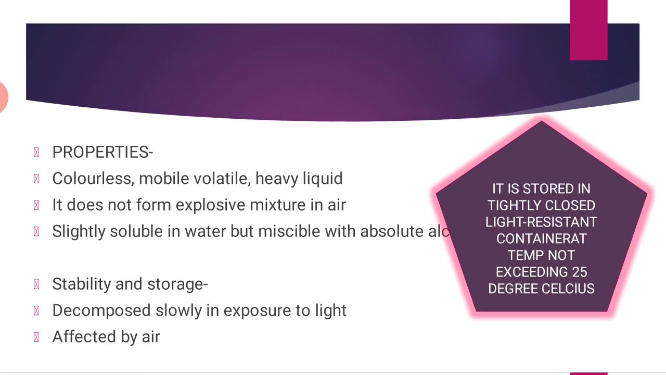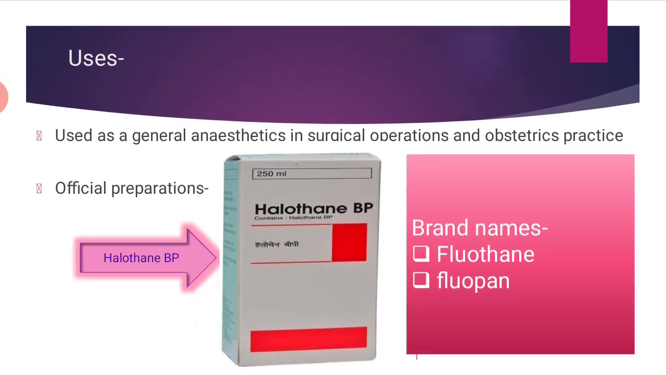Then where do we use this halothane? It is used as a general anesthetic in surgical operations and obstetric practice. Obstetric practice means it involves care during preconception and pregnancy and also immediately after delivery. That care is known as obstetric practice, and it is also used as a general anesthetic. The official preparation is halothane, British Pharmacopoeia. The brand names are Halothane and Fluothane. So this is all about halothane.